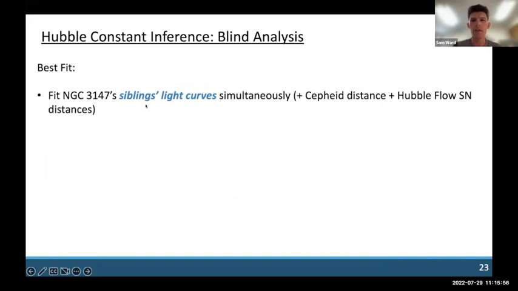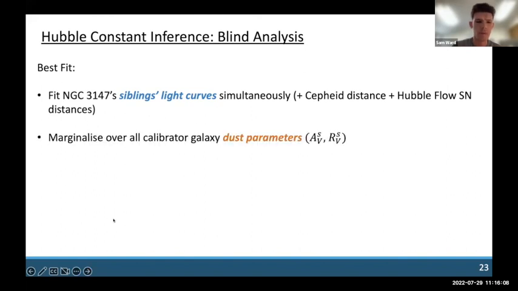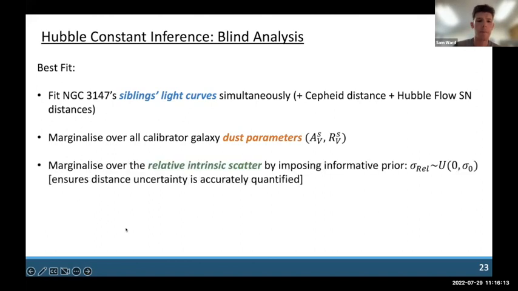So we fit all the siblings' light curves at the same time. This allows for the hierarchical sharing of information. And the entire fit is a one-step process. We also fit simultaneously with this the Cepheid distance and the Hubble flow type 1a supernova distances. We marginalize over all the uncertainties in the dust parameters in the calibrator galaxy. And we also marginalize over the relative intrinsic scatter in the siblings in the calibrator galaxy. We do this by imposing an informative prior that sigma rel should be somewhere between 0 and sigma naught. This is justified by our multi-galaxy siblings analysis and also by our qualitative expectations.